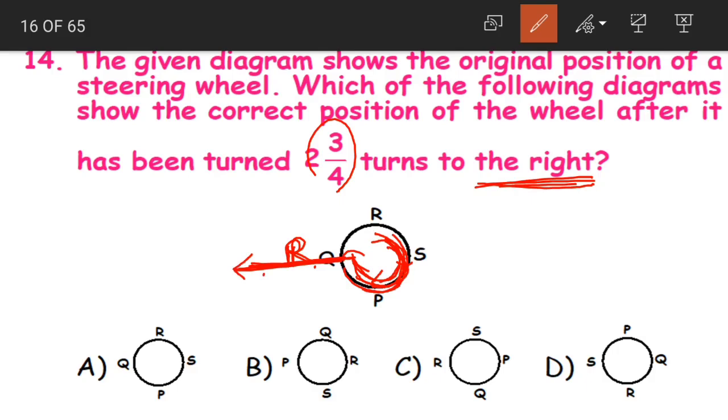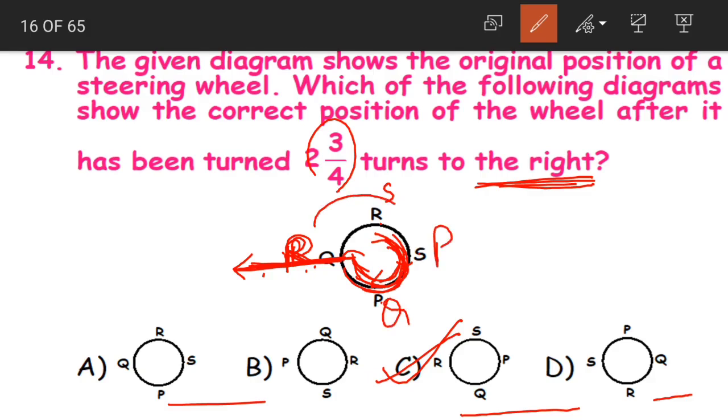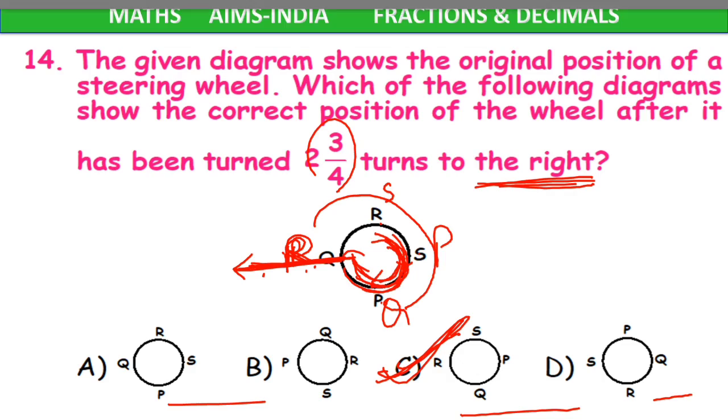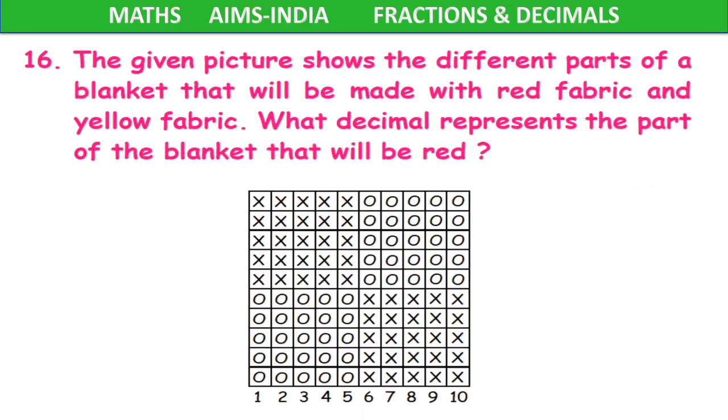So here on the left side we are having R. In the given options, which is having R there? Option C. Yes, R comes here. Then this S comes here. Then after S we have P and then we have Q. So R, S, P, Q, option C becomes our correct answer.